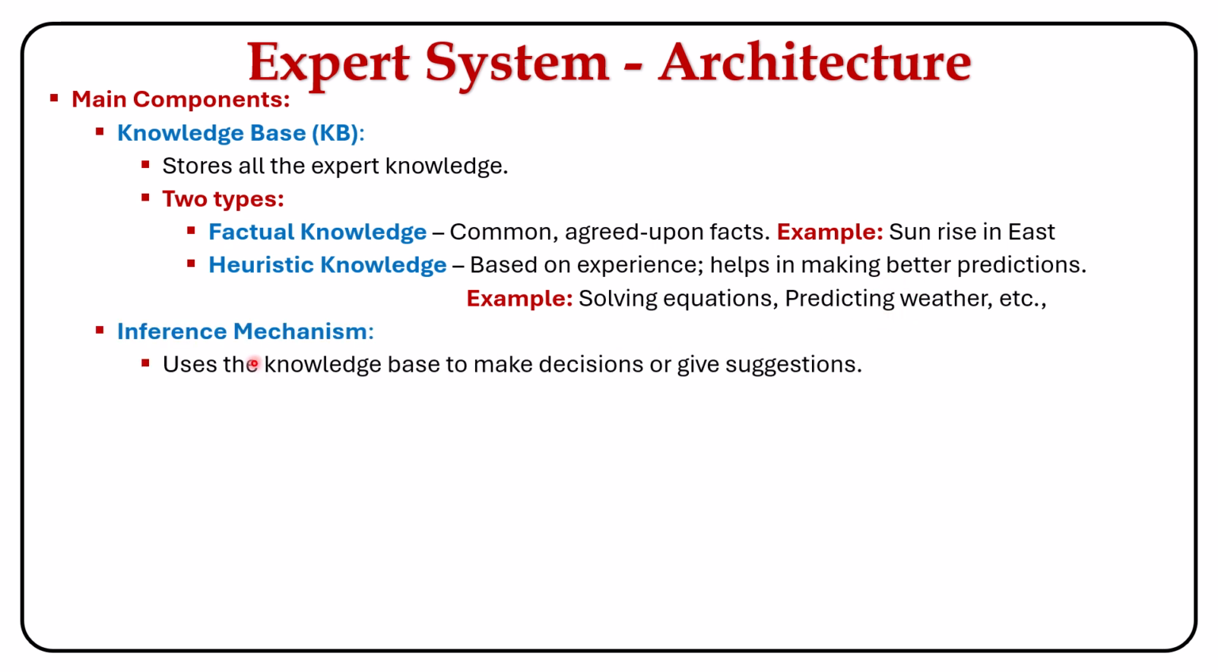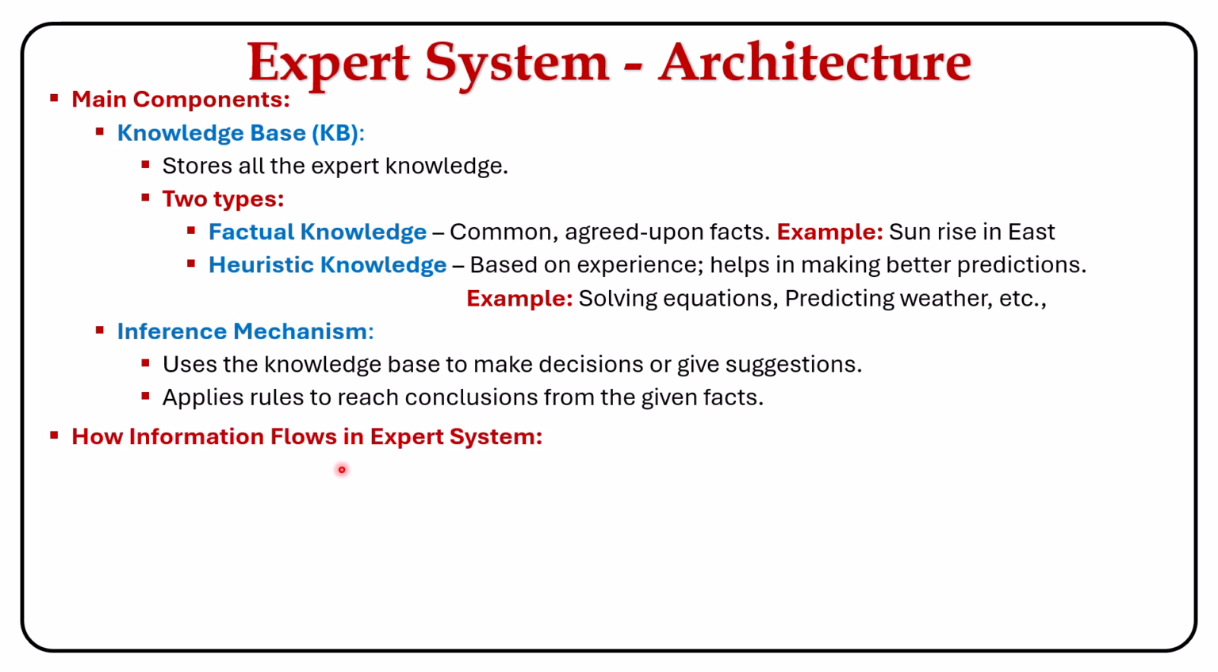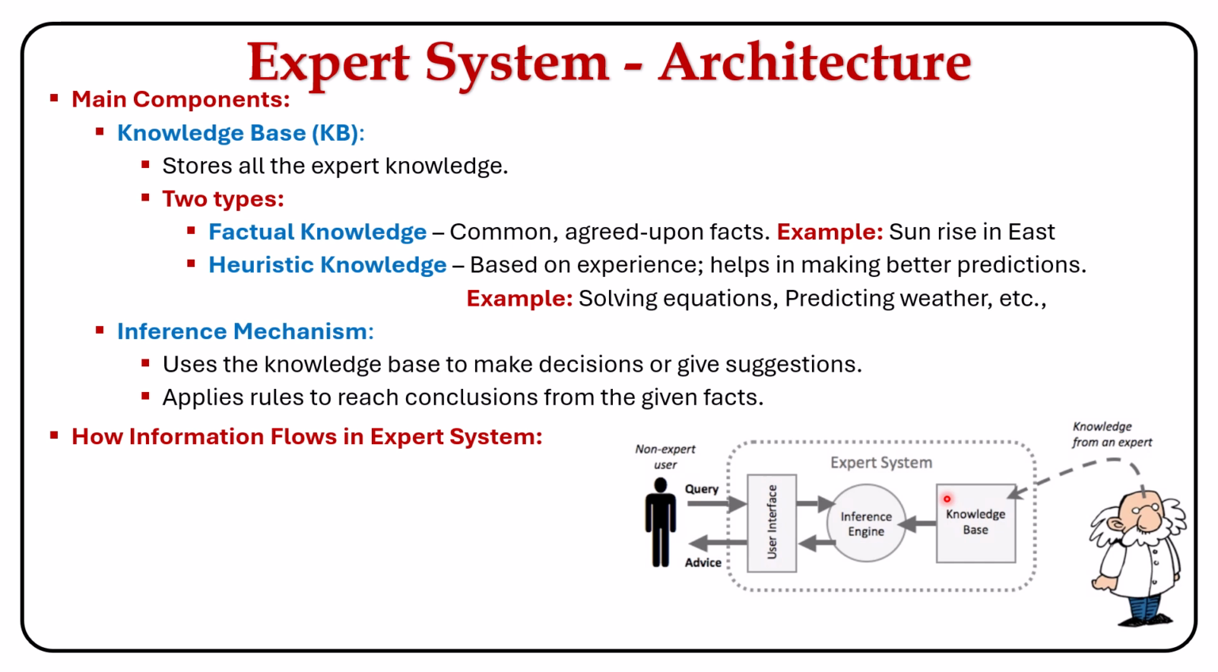The next component is the inference mechanism. It mainly uses the knowledge base in order to make decisions or give suggestions to the users. It applies rules to reach a conclusion from the given facts. Now let's check out how information flows in the expert system based on the pictorial representation.